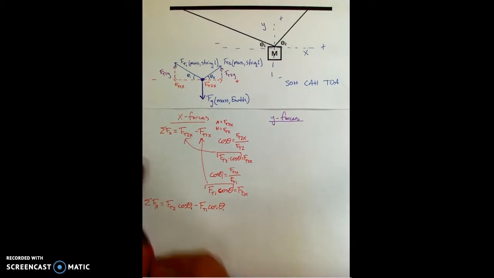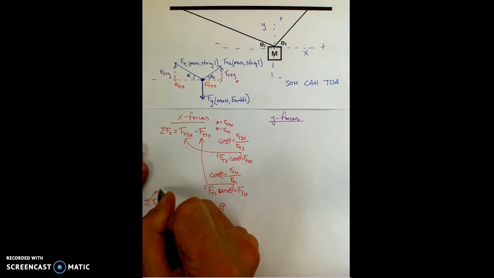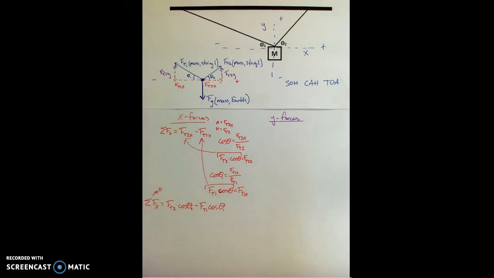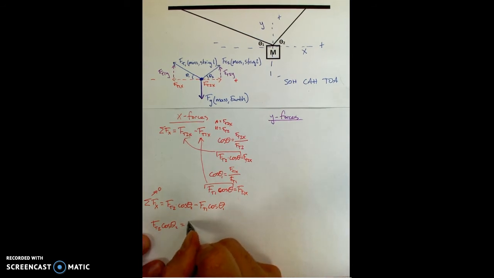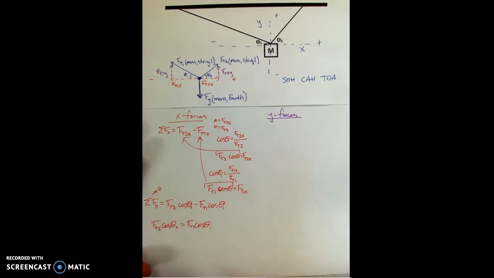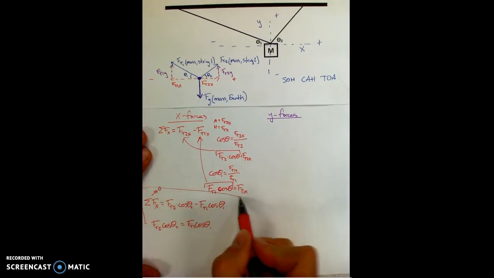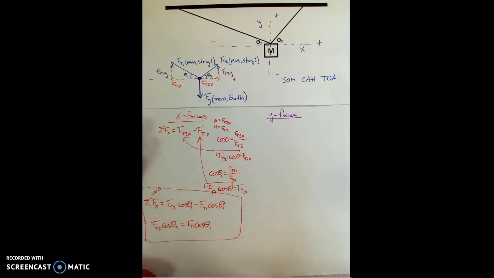So if we wanted to go a step further, we know that if we have a balanced diagram in terms of the x direction, we can set that to 0, which would make Ft2 cosine theta 2 equal to Ft1 cosine theta 1. So either of these would work out. That bottom one is just a little bit more specific. So we solved for the equation for this.